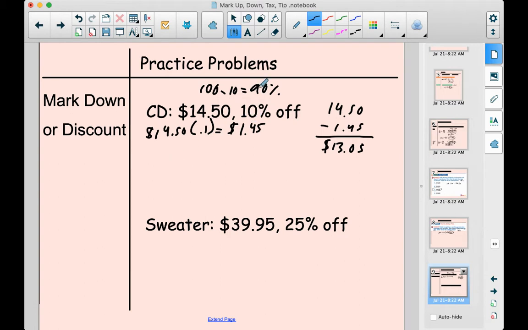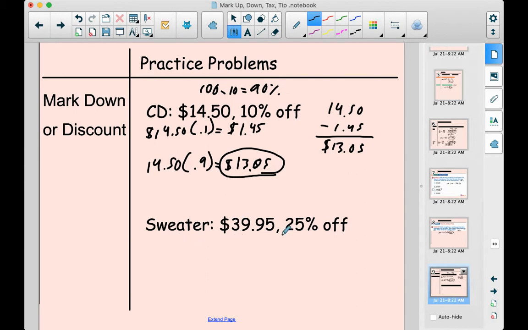Okay, so if I do the same thing, if I take this $14.50 and I find 90% of it, that means I multiply by 0.9. That'll directly give me $13.05. Same thing. Okay. All right. Let's try with this one.